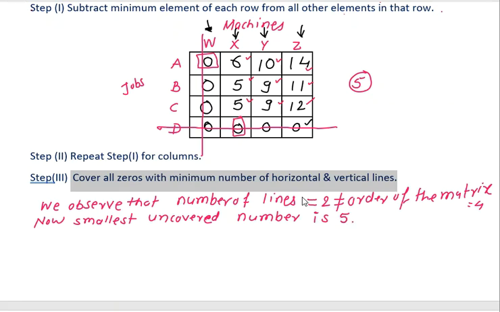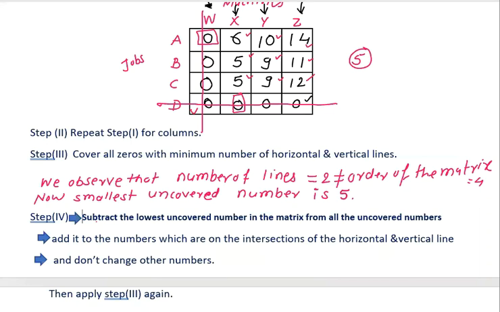So we have to subtract this smallest uncovered number from all the uncovered numbers, and add it on the intersection. We will add it here on the intersection, and other numbers on the line will not change. So let us apply step number 4 with this smallest uncovered number 5.